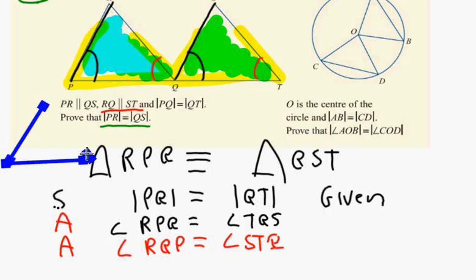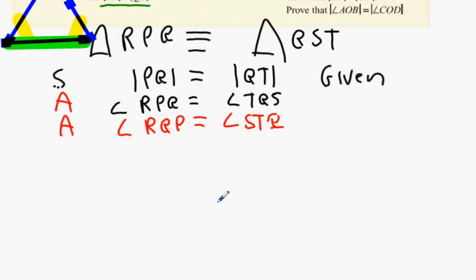It's that one, that one, that one. And you know that these two angles are the same, and you know that the side in between is the same. So we have angle, side, angle. So we're proving that they are congruent. ASA, triangles are congruent.